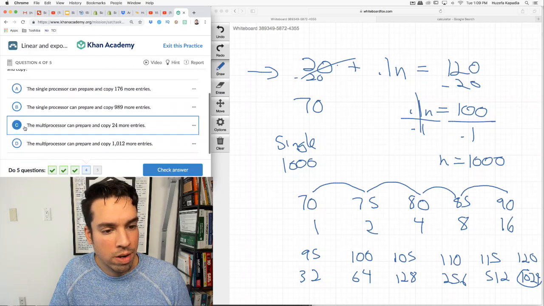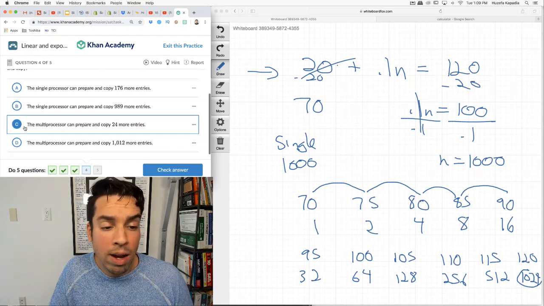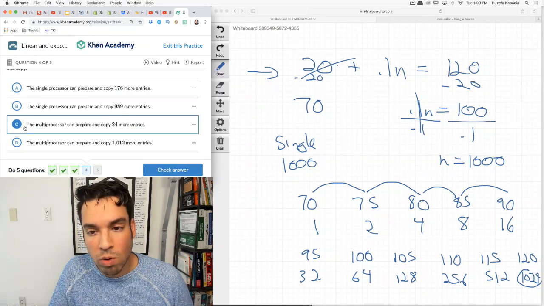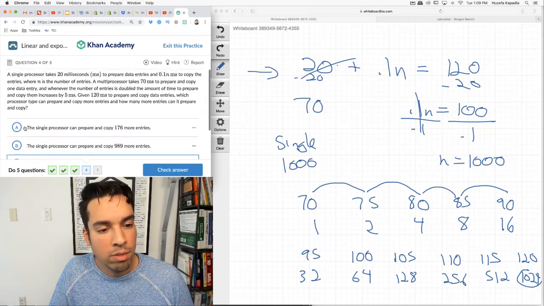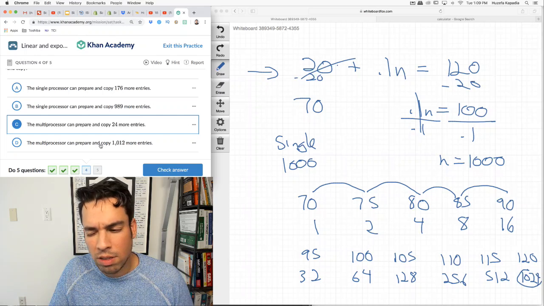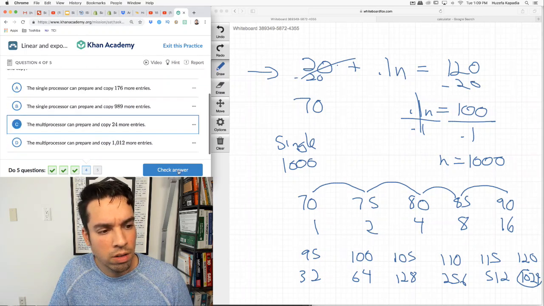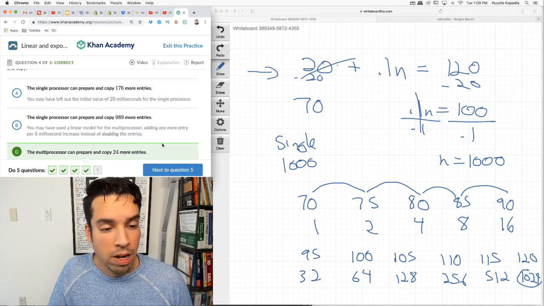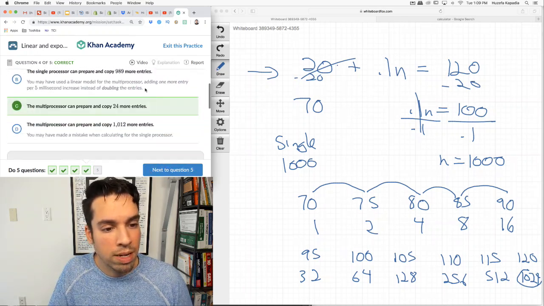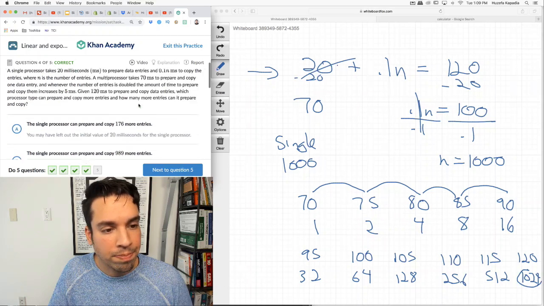Hope I understood that right. Definitely, I knew the multiprocessor would do more. Wait, why is there such a big difference in numbers? It's so weird. Okay, let's just see if it's right. Yeah, it's right. I don't know. These ones threw me off because they're all so big, and then this one's tiny, but it's all good.